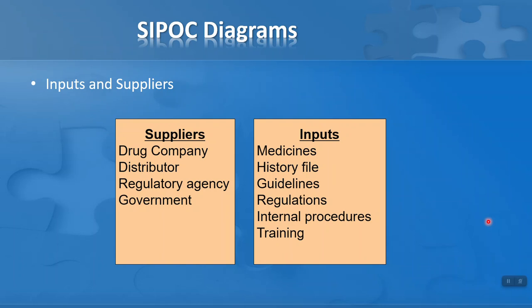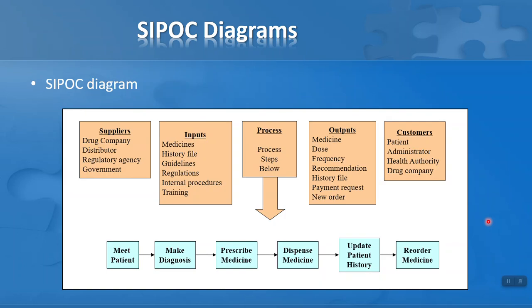So then we identify in the last step here the suppliers of these inputs. So the drug company is going to supply the medicines, distributor will deliver them, regulatory agencies might provide guidelines and regulations and procedures and so on, and government might also provide this information to them as well. Training may well be provided by the drug company. So put all these together and we have our SIPOC diagram.